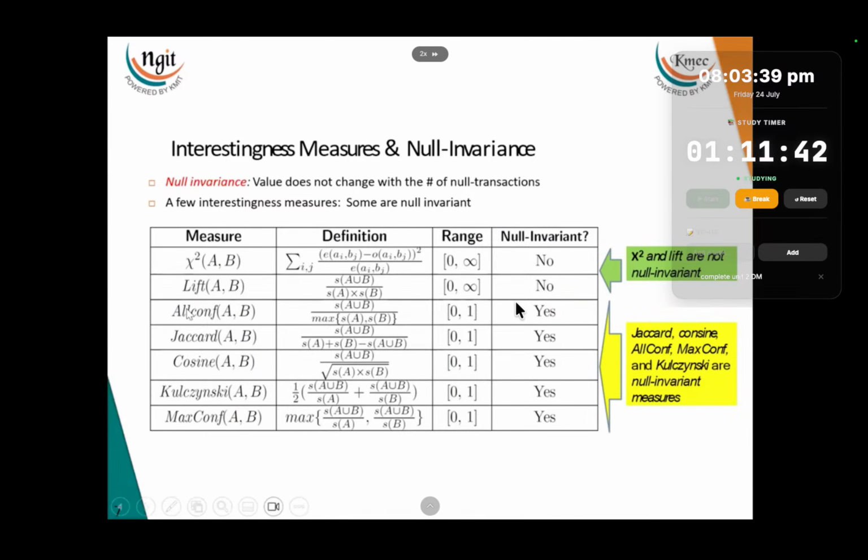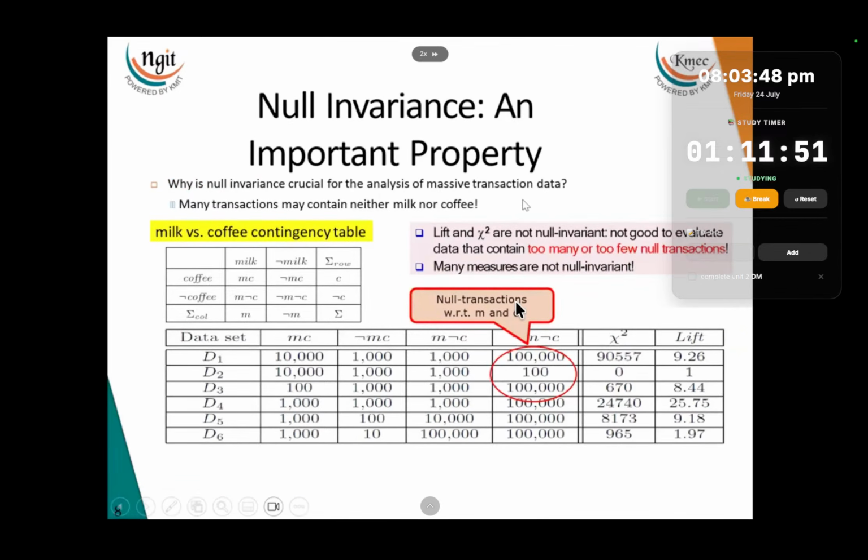Okay. So for that, we have the other measures like all confidence, Jaccard, cosine similarity, as well as Kulczynski, max confidence and so on. Right. So these are the formulas to calculate all of those measures. Okay. And next, let us consider a database. Here we have the database like milk and coffee, right?